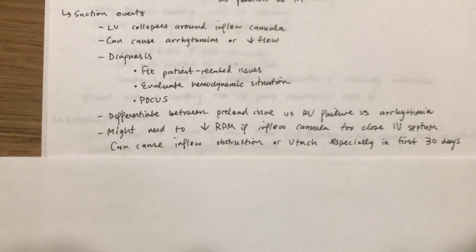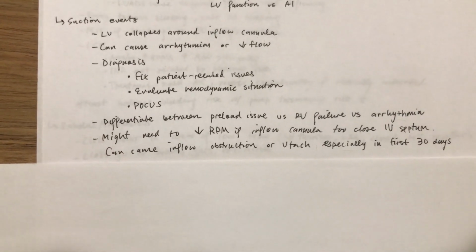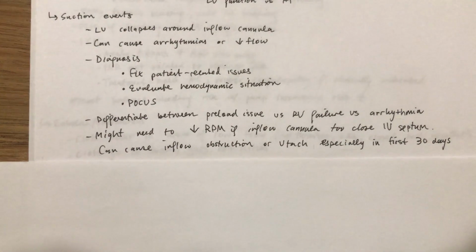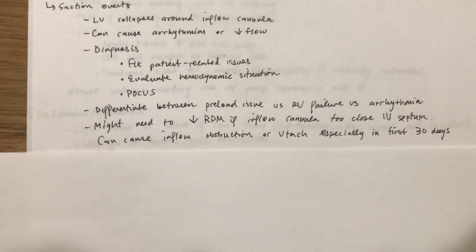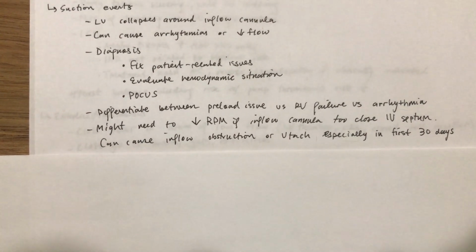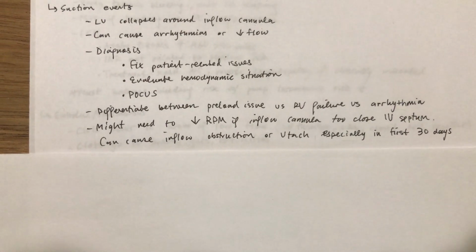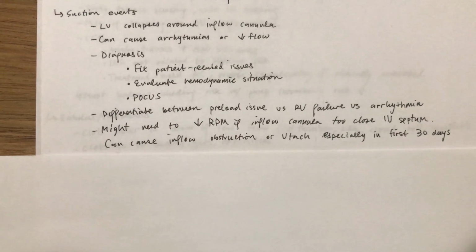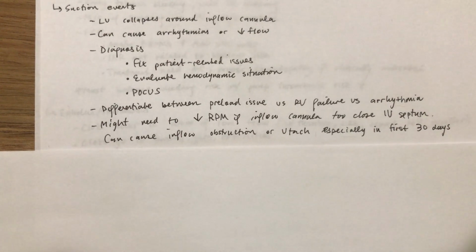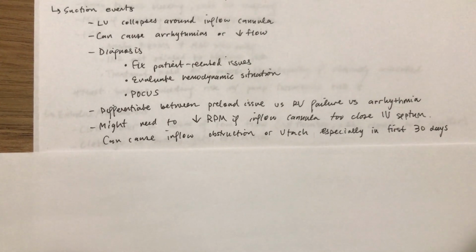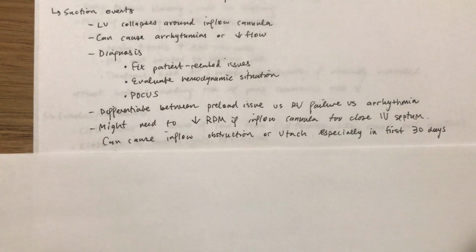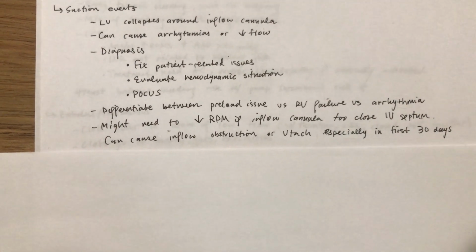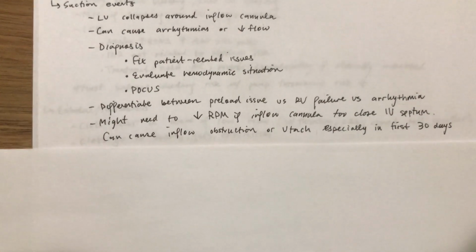Next is suction events, and suction events occur because the LV collapses around the inflow cannula in the apex of the heart. And usually, and this is almost always, a patient is bearing down or they're severely hypovolemic. When this does happen, it can cause arrhythmias and cause decreased flow through the VAD, so it does need to be corrected. Generally, you want to go to the patient.